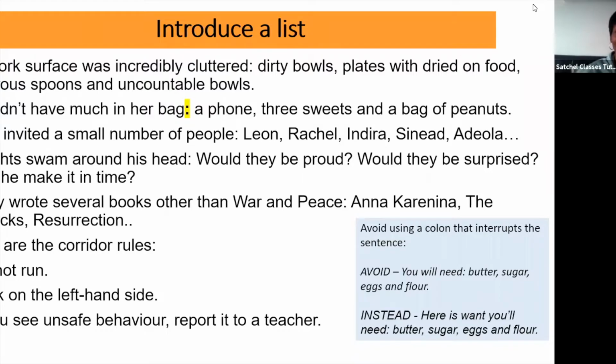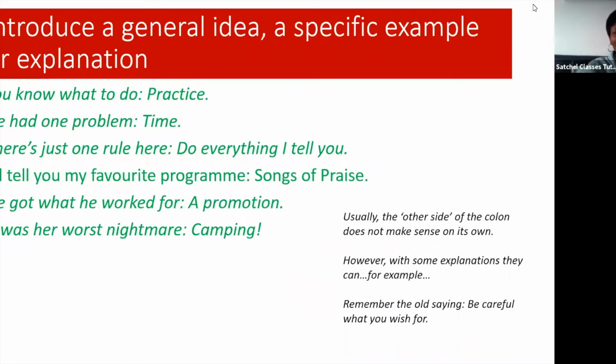Secondly, colons introduce a general idea, a specific example, or an explanation. So for example, you know what to do: practice. He had one problem: time. There's just one rule here: do everything I tell you. So these are general ideas, and some of these are more specific examples.